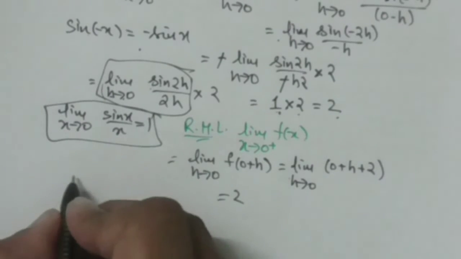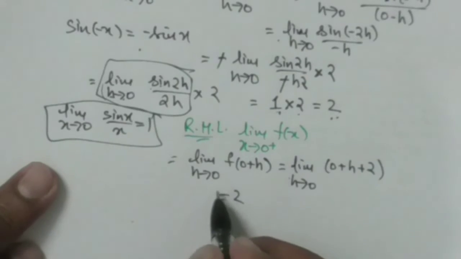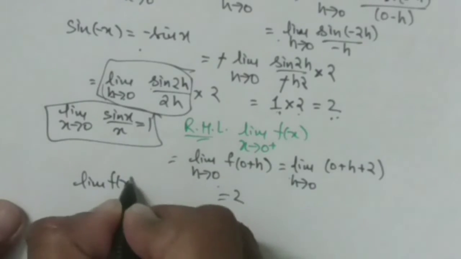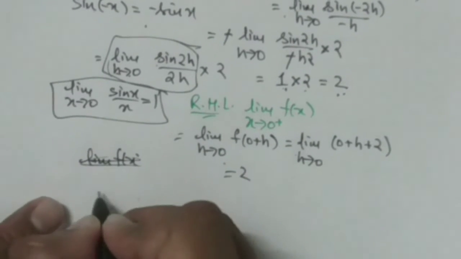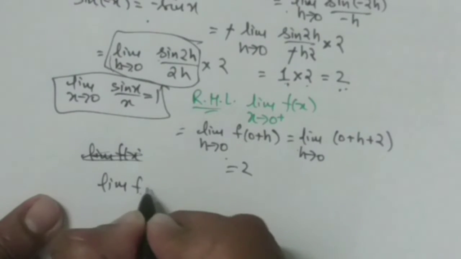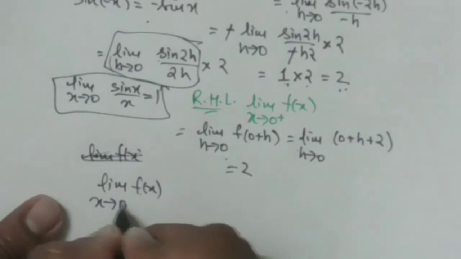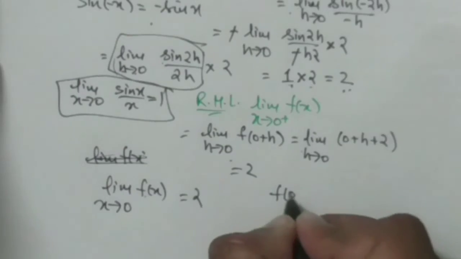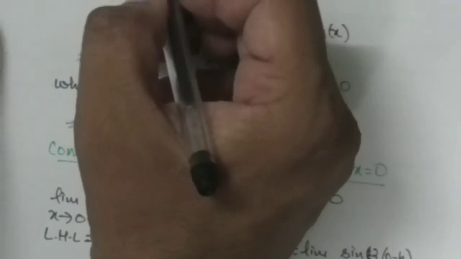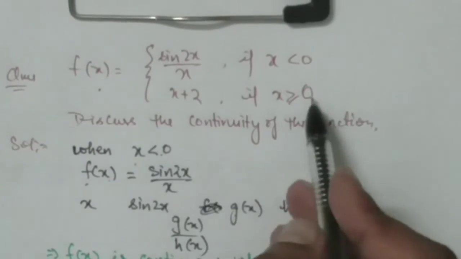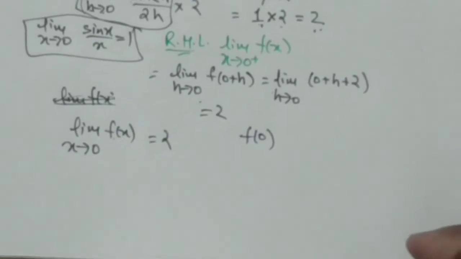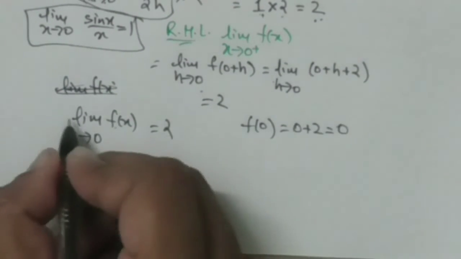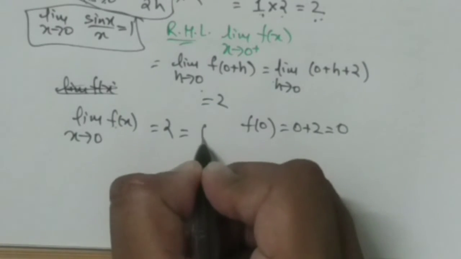So here we can see that left hand limit is equal to 2 and right hand limit is also equal to 2. So limit of f(x) as x tends to 0 is equal to 2. Now what is f(0)? So when x is equal to 0, f(x) is equal to x plus 2, right? So f(0) will be 0 plus 2, that is equal to 2. So limit of f(x) as x tends to 0 is equal to f(0).